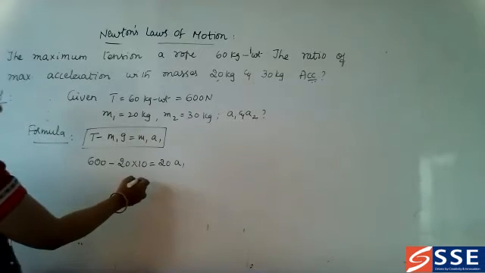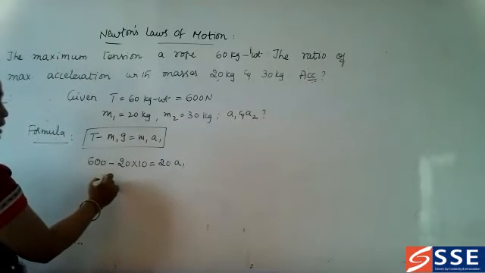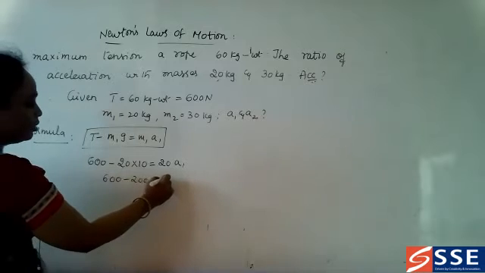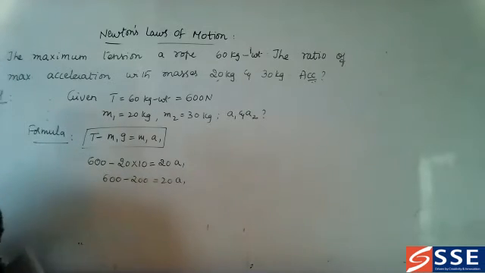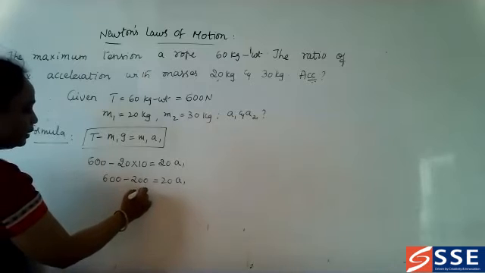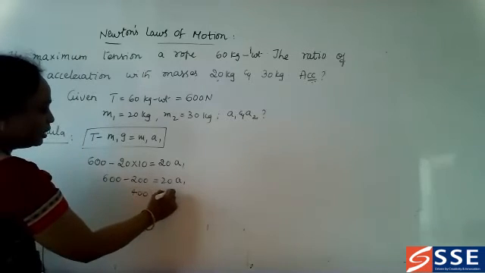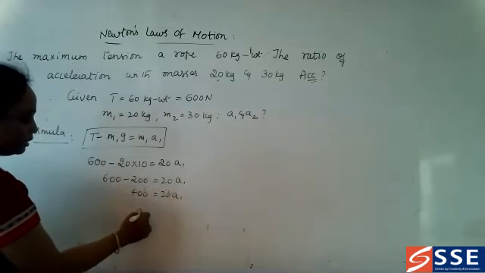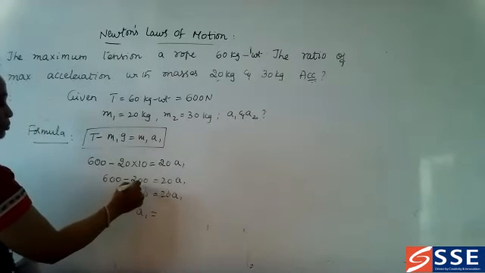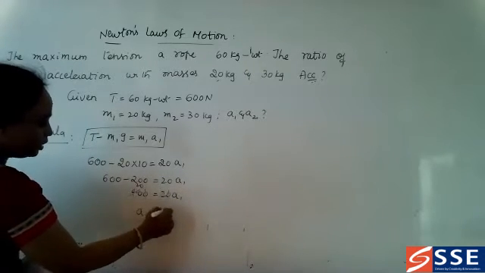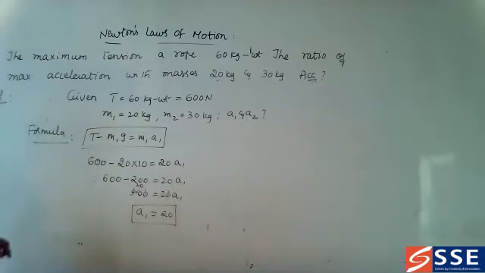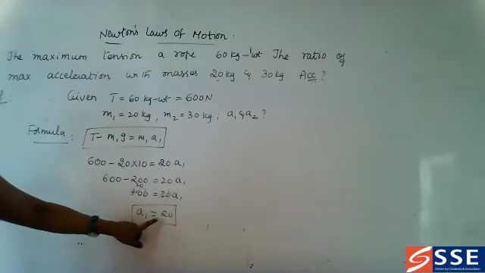So what is a1? Calculate it, ma. 600 minus 200 is equal to 20 into a1. So after subtracting, this goes to 400 equals 20 into a1. So the zeros you can cancel. Therefore, a1 goes to 20. So the answer for this is acceleration a1 is 20.